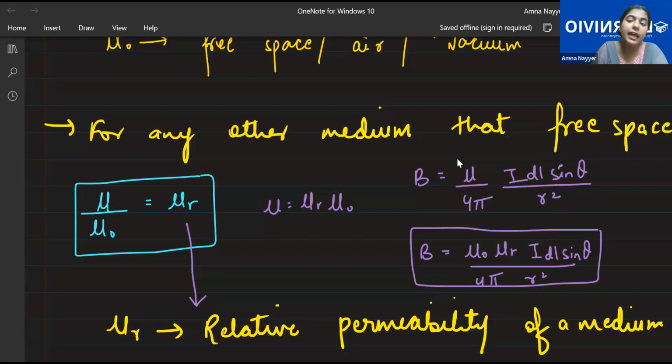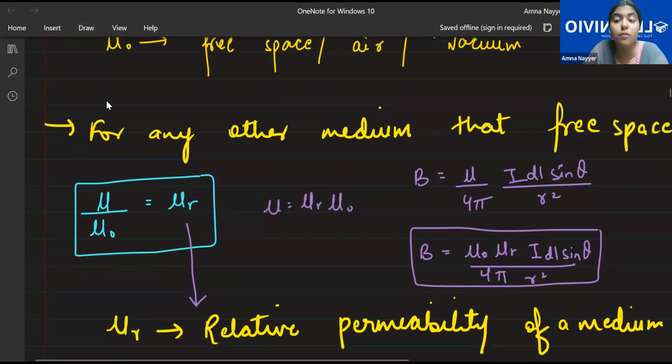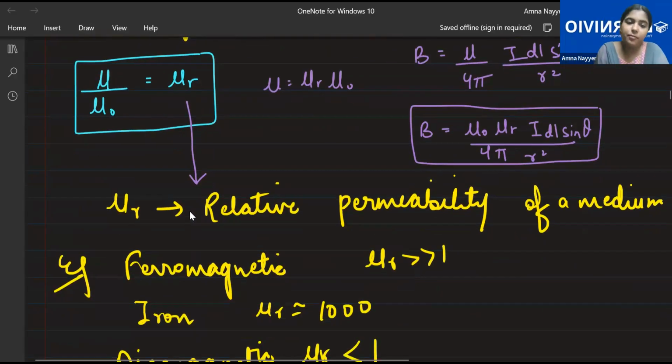Mu r will be given, like in your weekly test which we discussed. There the value of epsilon r was given, which has come in your board exams. So you will directly get the value. You don't need to remember any of these values, values will directly be provided. But you should know the value of mu naught by 4 pi, which is 10 to the power minus 7. Mu r is the relative permeability.